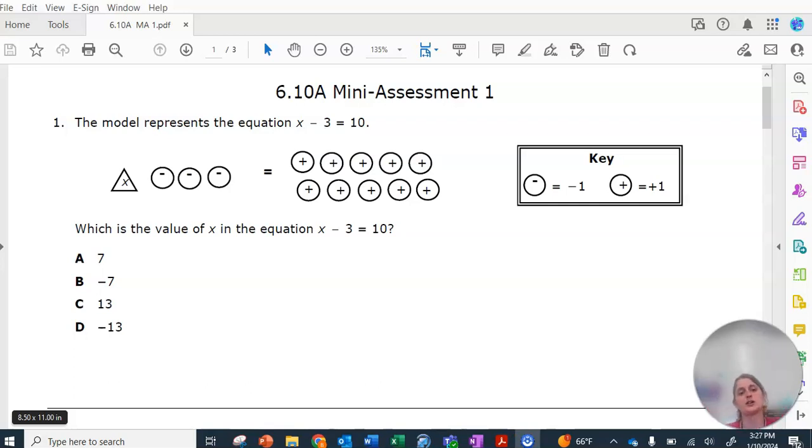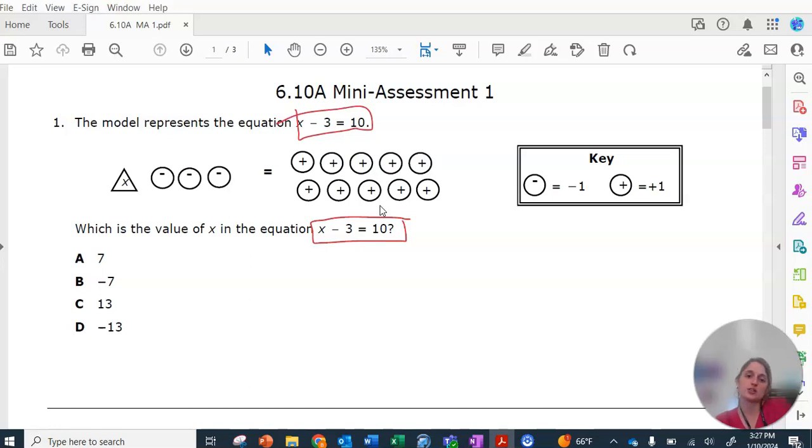Okay, so this first one, we have a picture, a model of what's going on, but also not every single model, but a lot of them will actually just tell you what the equation is that that model is representing. So if you're not paying attention, then you have to do the step of like, okay, I see an x, I see 3 negatives, but if you are paying attention, it's actually written here twice for you. You're just solving this equation. So you need to isolate your x and tell me x equals whatever it equals.